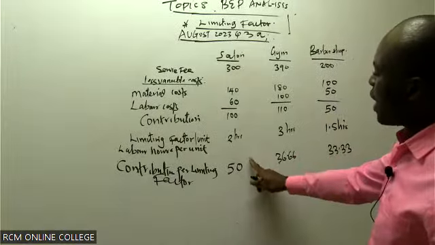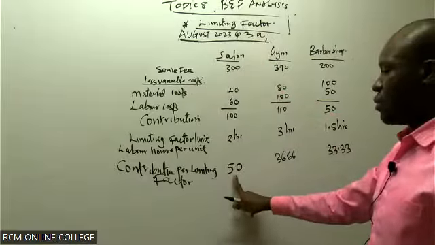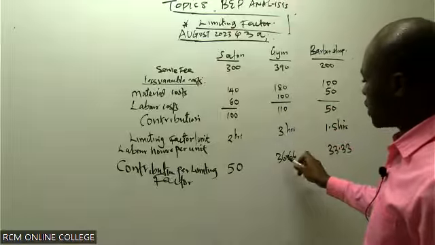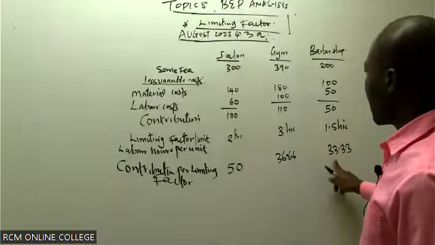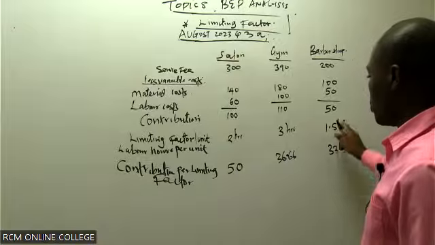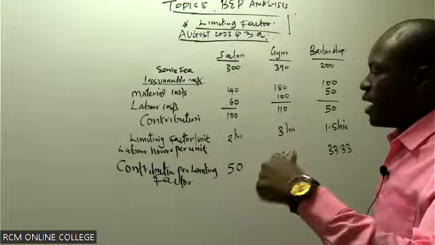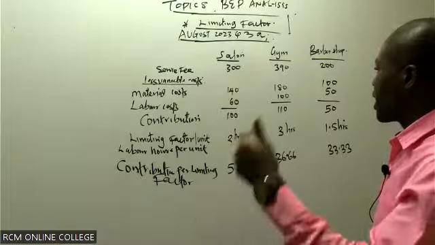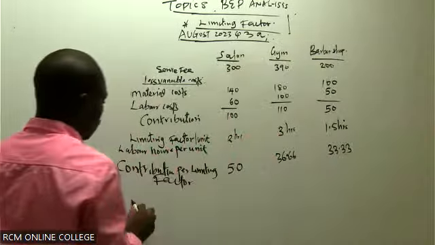For every 1 hour I'm going to use under salon, I will be getting 50 shillings contribution. For every 1 hour under gym, I'm going to get 36.66. For every 1 hour I'm going to spend under barber shop, I'm going to get a contribution of 33.3. The higher the contribution, the better for the company, or the more profitable the product or department is. So let's now do the ranking.